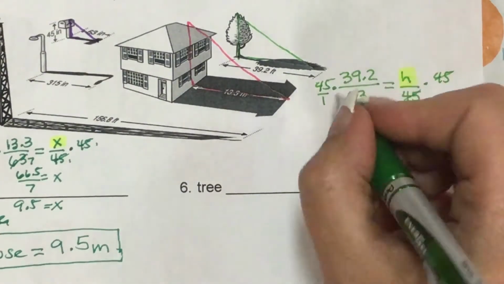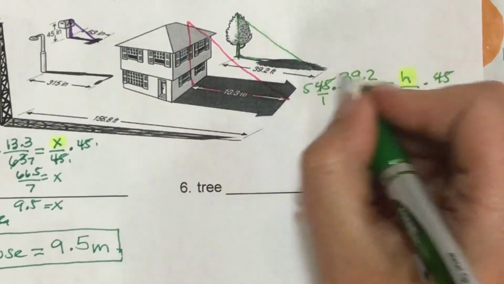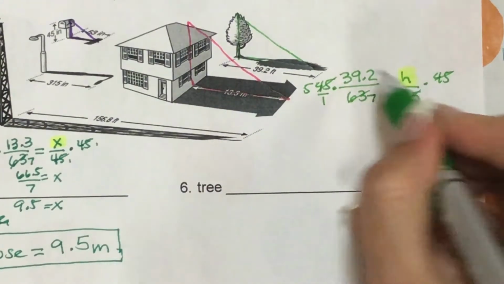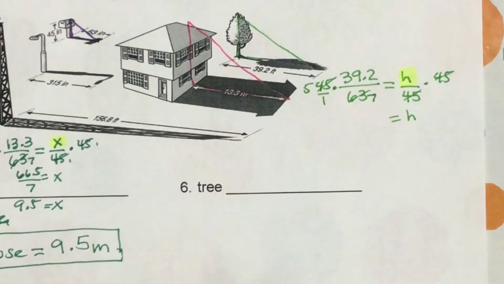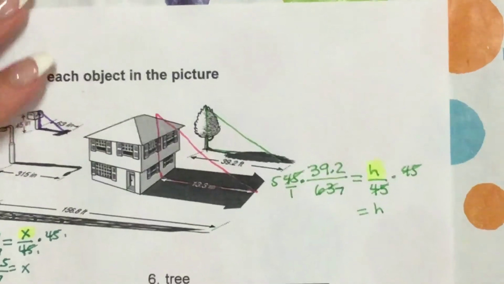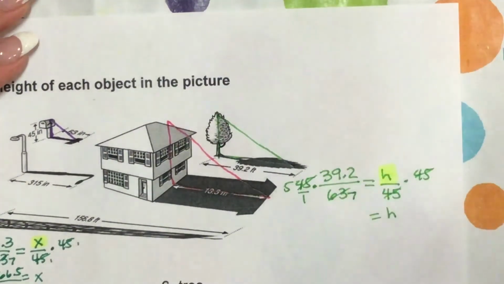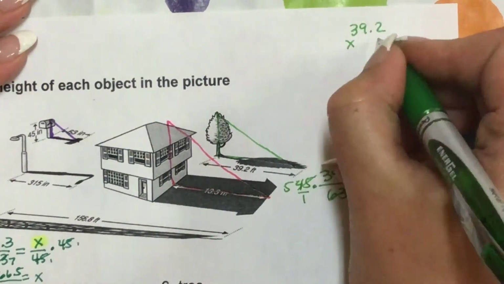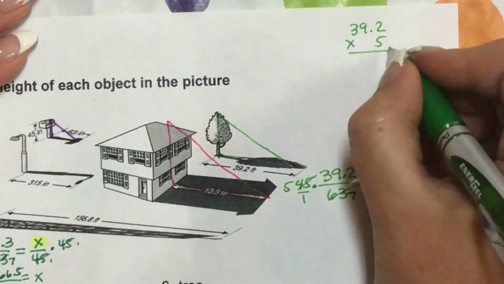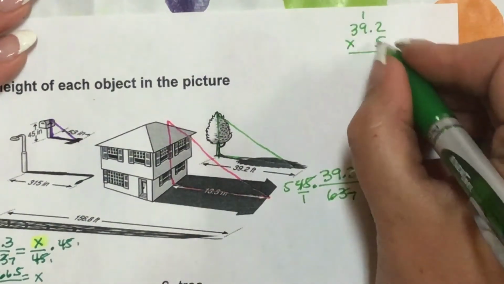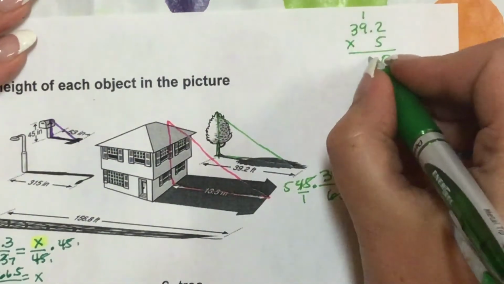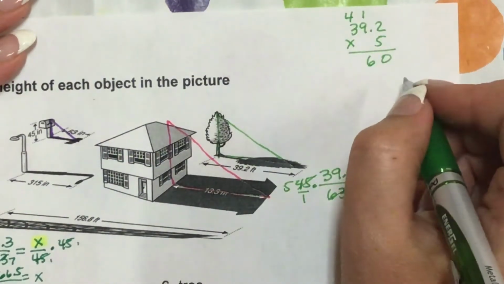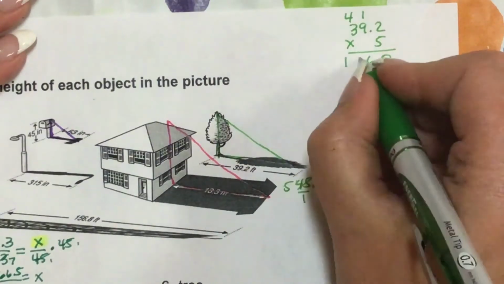I know that 9 goes into both of these. 9 goes into 45 5 times. 9 goes into 63 7 times. And now I just need to multiply across. So first I am going to do 39.2 times 5. So 5 times 2 is 10. 5 times 9 is 45 plus 1 is 46. 5 times 3 is 15 plus 4 is 19.